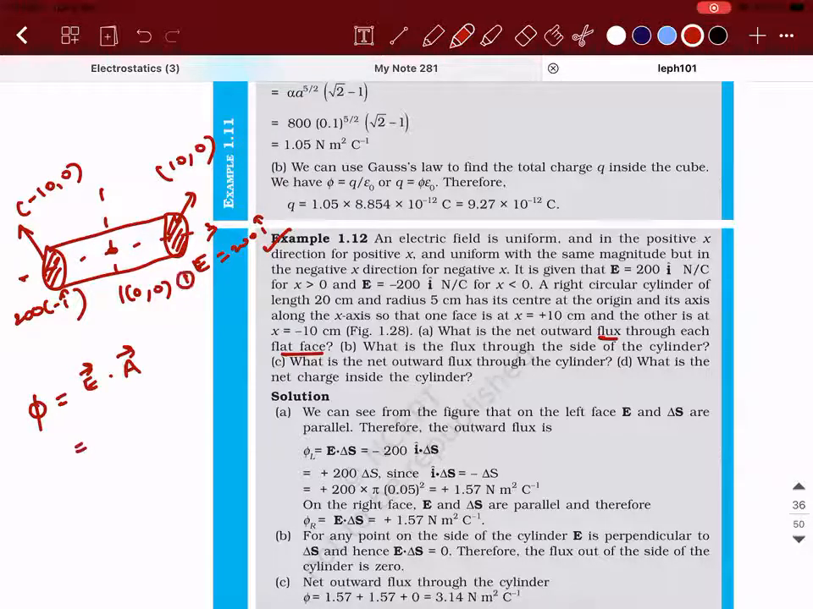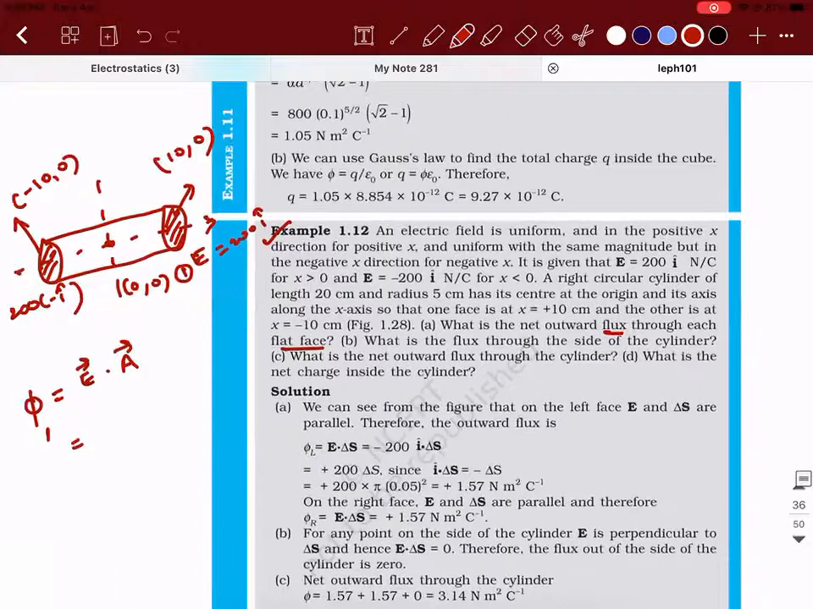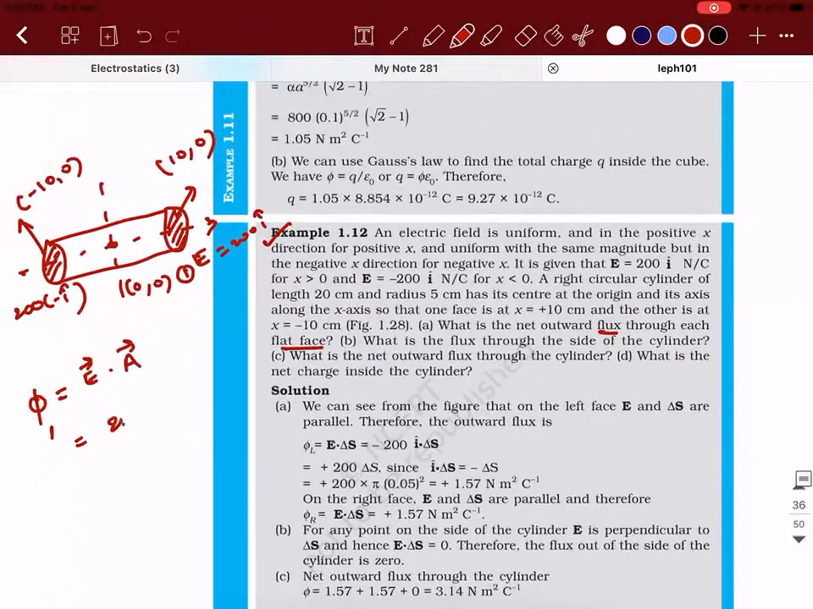If I call this as phase 1, so flux through the first surface is how much? 200 i cap dot, what is the radius of that flat surface? Area. Area of that flat surface. What shape does that flat surface take? Circle. So what is pi r square? So 25 pi, it is in terms of centimeter. Okay. So 25 pi into 10 power minus 4 meter square.